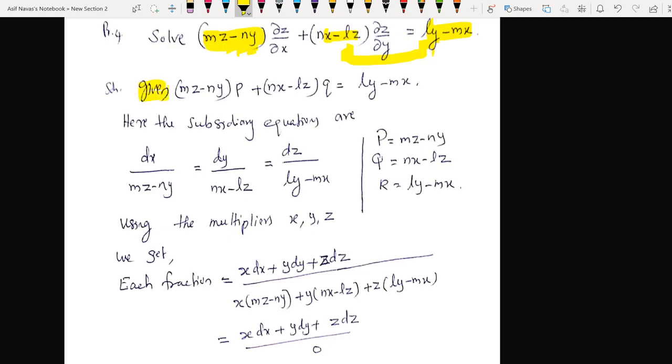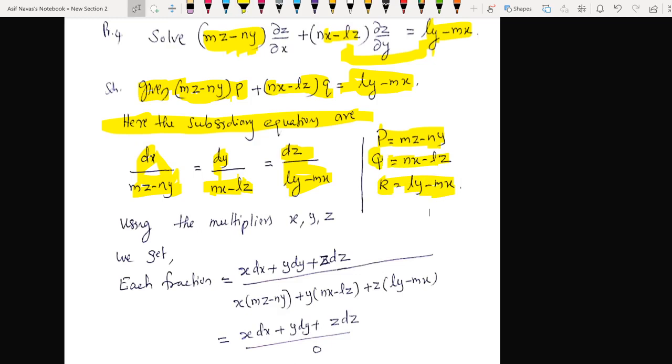So the first step is we will write it in the form of the Lagrange equation, (mz minus ny)p plus (nx minus lz)q is equal to ly minus mx. Here the subsidiary equations are dx by (mz minus ny), dy by (nx minus lz), dz by (ly minus mx). Now P equal to mz minus ny, Q equal to nx minus lz, R equal to ly minus mx. Now we can use the Lagrange multiplier method. If I take l equal to x, m equal to y, and n equal to z, then we get a new fraction.